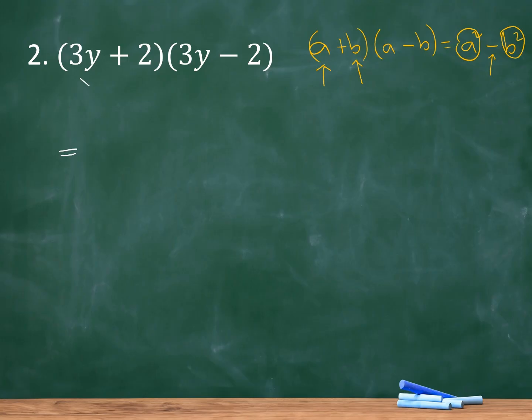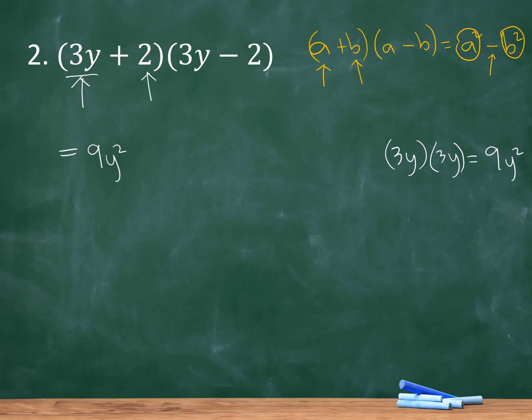So let's do that in our problem. We will square first the first term, so that's 3y times 3y. Let's solve here. 3y times 3y. So now we are multiplying monomials. 3y times 3y is 9y squared. So 3y squared will be 9y squared. And then we will also square the second term, so that's 2 times 2, which is 4. And then we will put a minus between them. So this is now our answer, 9y squared minus 4.